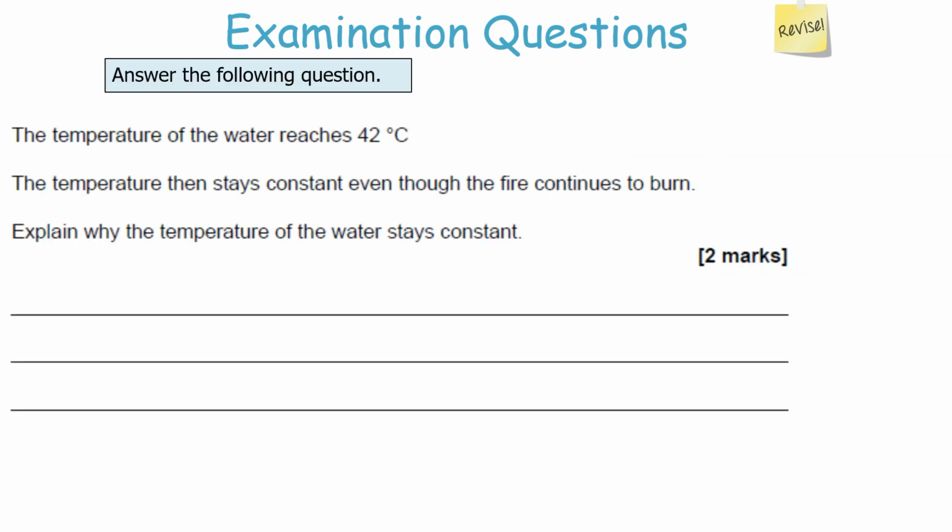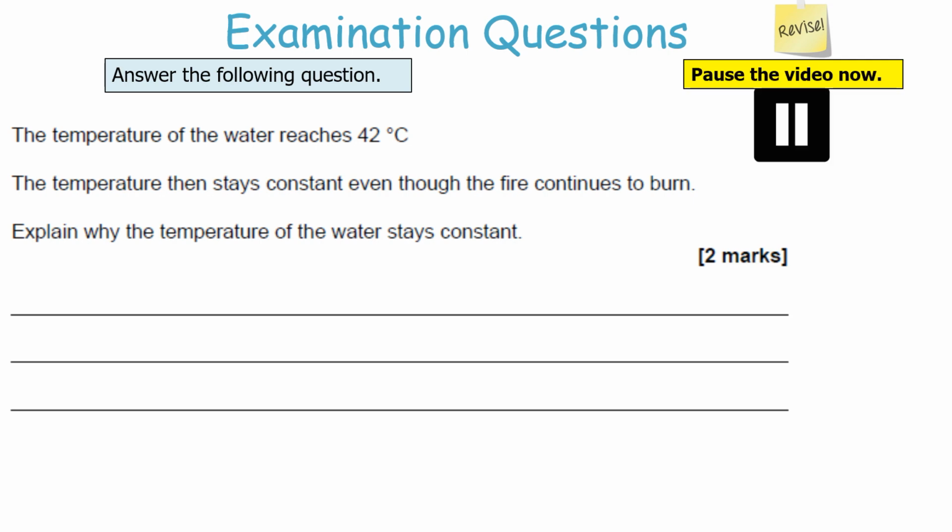And our next question, it says the temperature of the water reaches 42 degrees Celsius. The temperature then stays constant even though the fire continues to burn. So explain why the temperature of the water stays constant. Pause the video now, then unpause the video when you want to go through your answer.